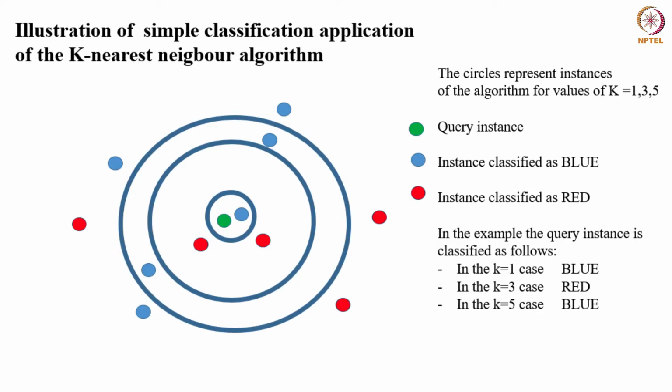And when you select the number 3, you consider 3 neighbors, and then it happens that two more red instances come into play, so the outcome of the algorithm will be red. While if you consider 5 instances, 2 more blue come into play, so then suddenly it weights over again towards the blue case, so the outcome of the algorithm will be blue. So this shows that the outcome of this algorithm will clearly change depending on how many instances you include in the process.